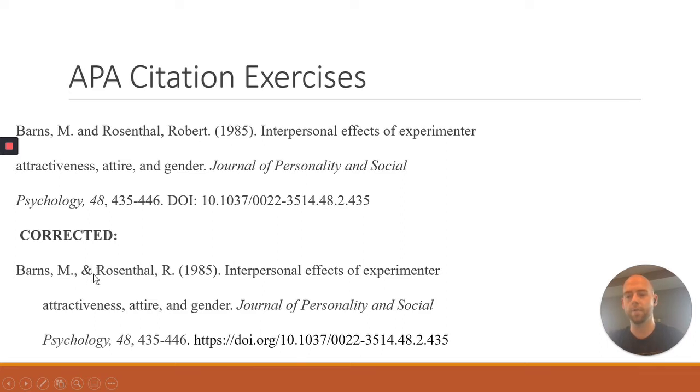Otherwise, everything here is right. The article name only has the first word capitalized. If you had a subtitle, you'd capitalize the beginning of that subtitle too, but you don't capitalize every single word in the article title. You do for the journal title, and you capitalize those while italicizing the whole thing. You italicize the volume number here. You include the page numbers that the article goes over. And so all these components that are here are actually right. They're just a few things that are done wrong with them.